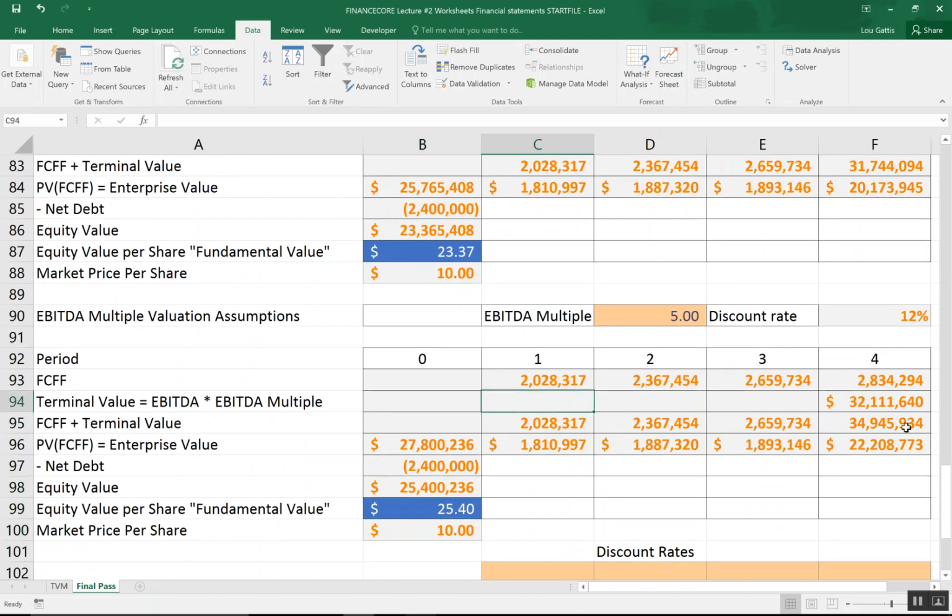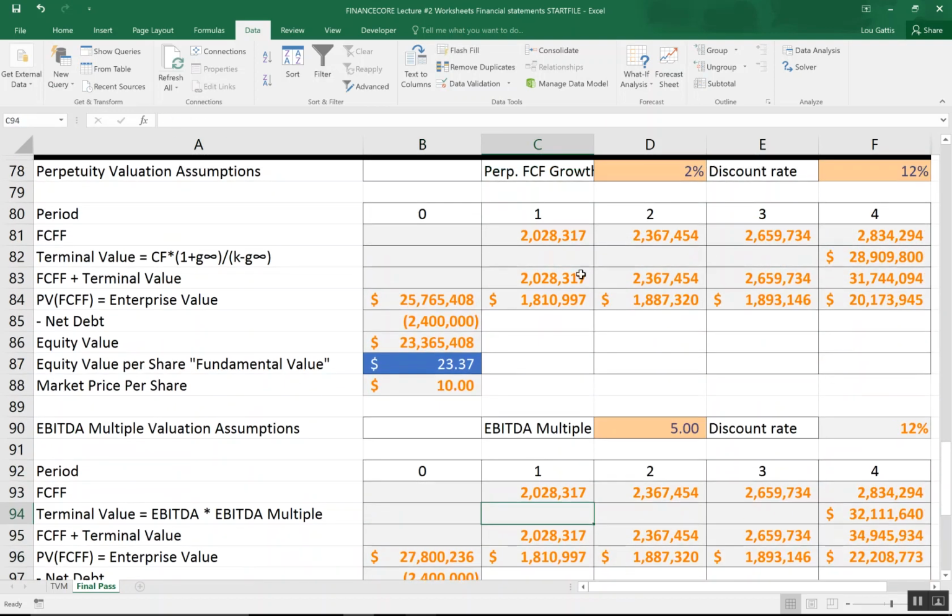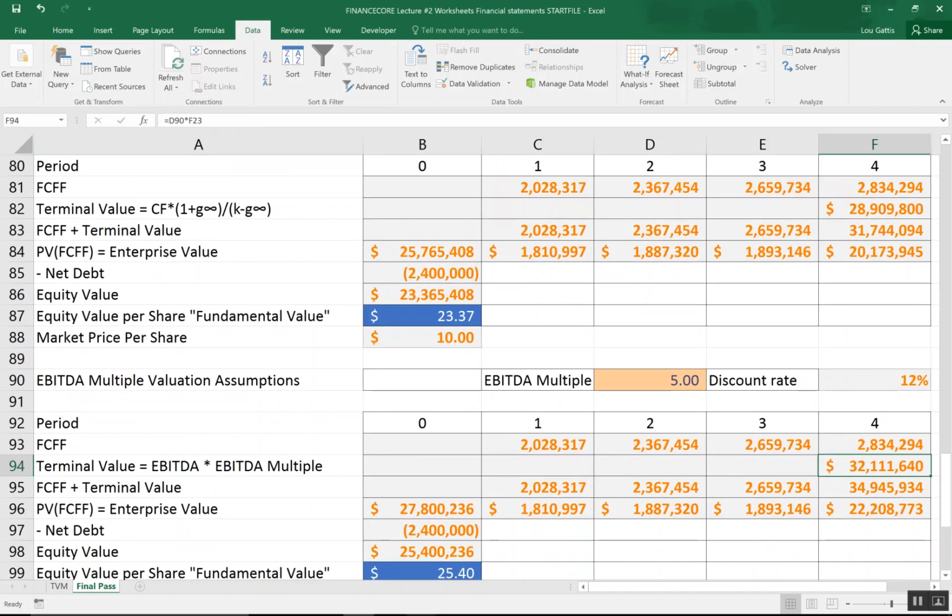So these are the 2 ways of handling ongoing concerns. In other words, 2 ways of coming up with the terminal value. I can either take a growth perpetuity, or I can use, say, a cash flow multiple or an EBITDA multiple. Sometimes people could do a sales multiple. You know, how many times sales do firms sell for? So these are my valuations.